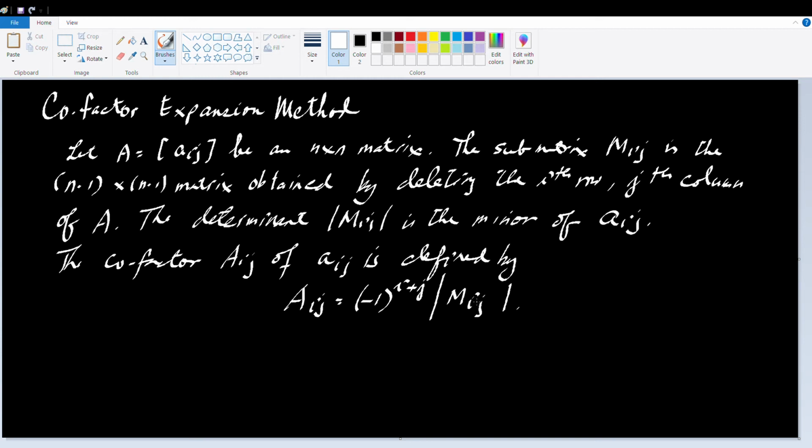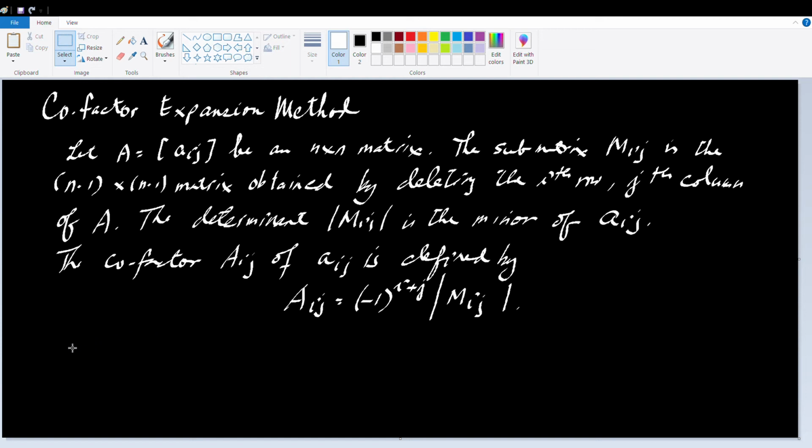Okay, so first we have to obtain the submatrix Mij, which is n minus 1 by n minus 1 in size. This can be obtained from A by deleting the ith row, jth column. So if it is M sub 2, 3, you delete the second row, third column of A. If you take its determinant, then it is called the minor of Aij. If you multiply the minor of Aij, or the determinant of Mij, by the factor -1 raised to i plus j, that is called the cofactor of the element Aij. Alright?